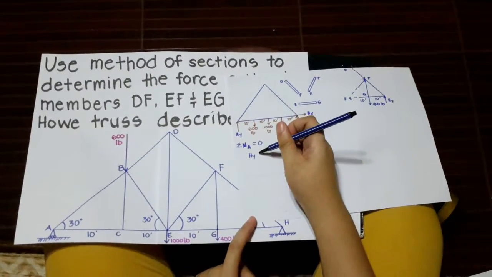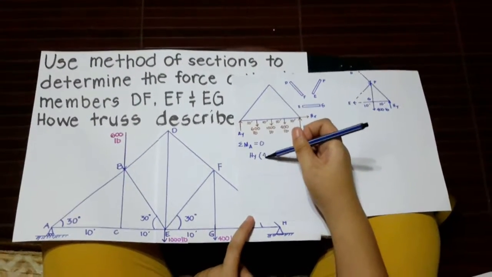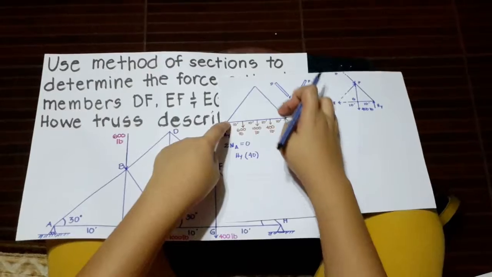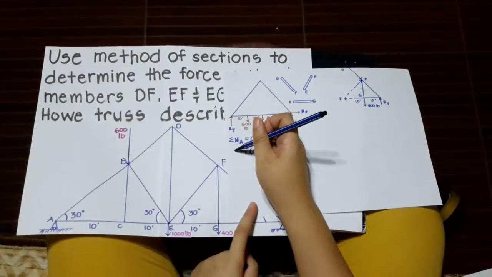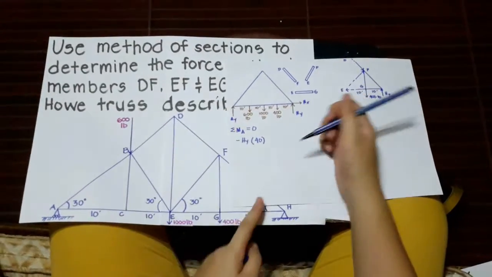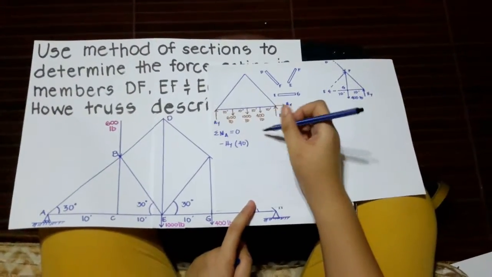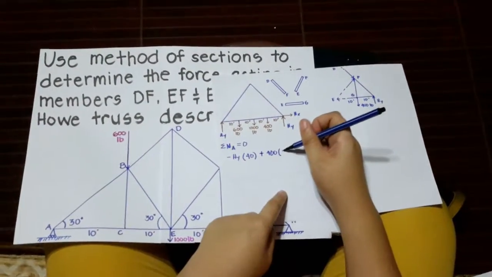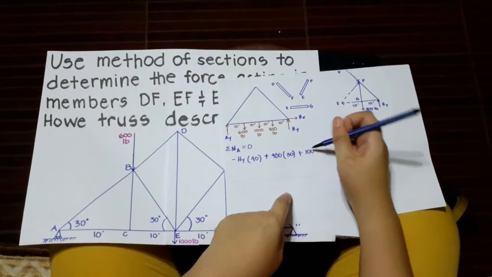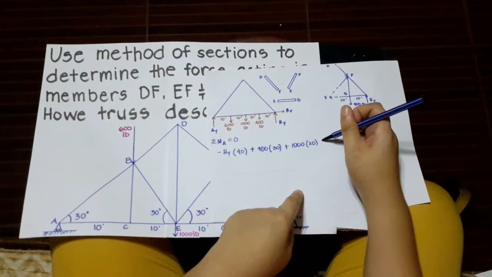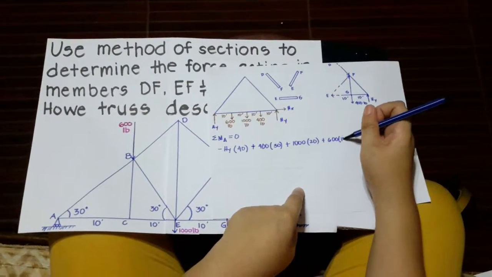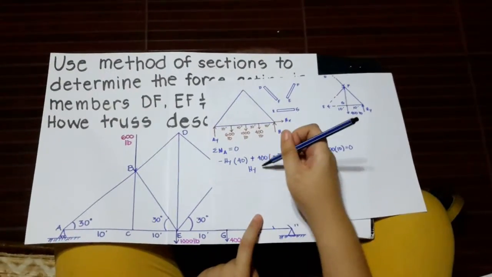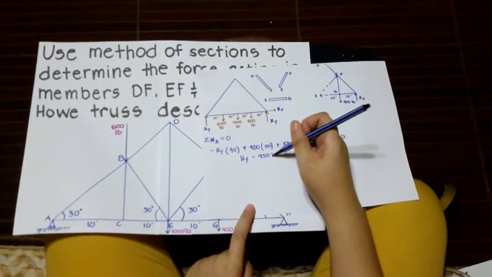HY times the distance, 40. It's negative because it will go counterclockwise. And then we will have plus the 400 pounds times the distance 30, plus the 1000 pounds times the distance 20, and the 600 pounds times the distance 10, equal to 0. If we compute that, we will have HY equal to 950 pounds.